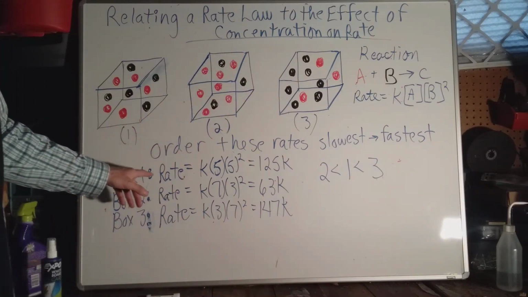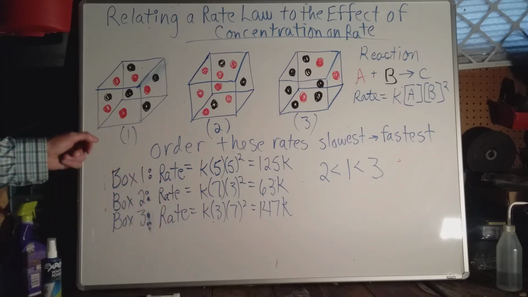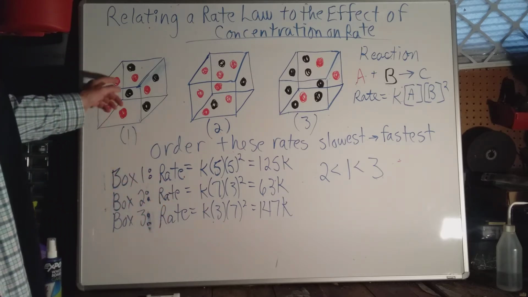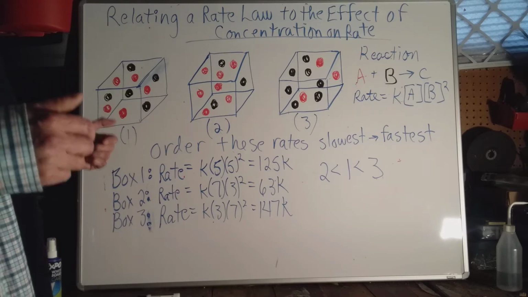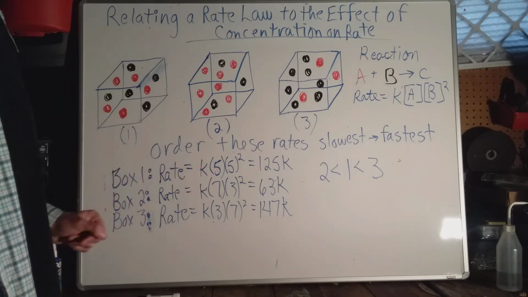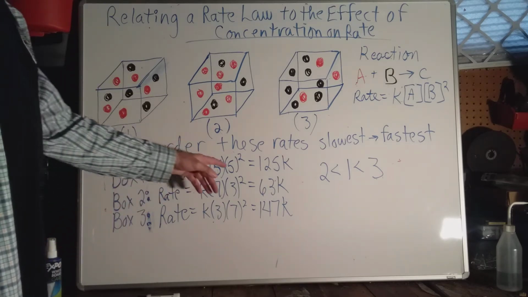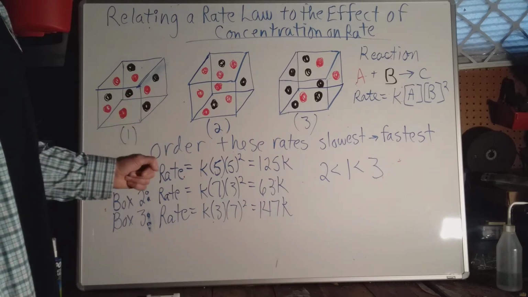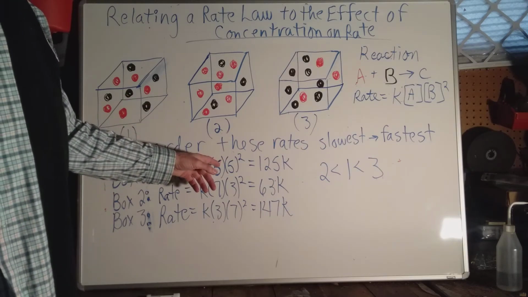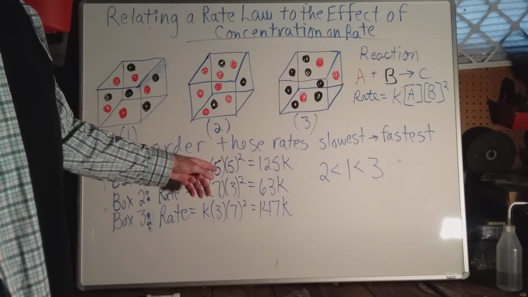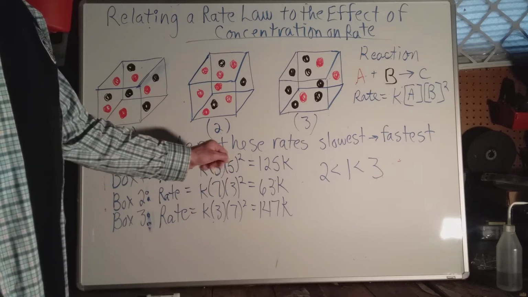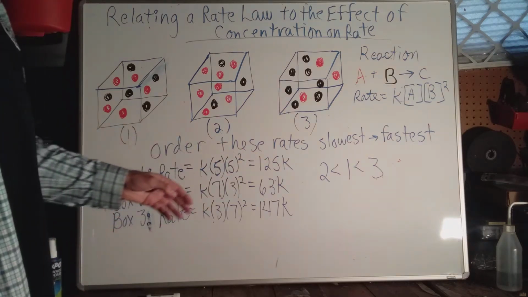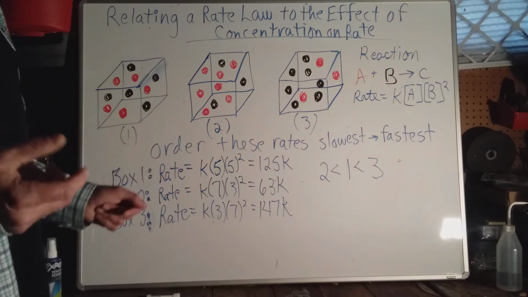So let's take a look at box one. We see 1, 2, 3, 4, 5 molecules of A, and 1, 2, 3, 4, 5 molecules of B. So we take our constant times 5, which is for A, and then 5 squared, which is for B, and so we would have a rate of 125K.